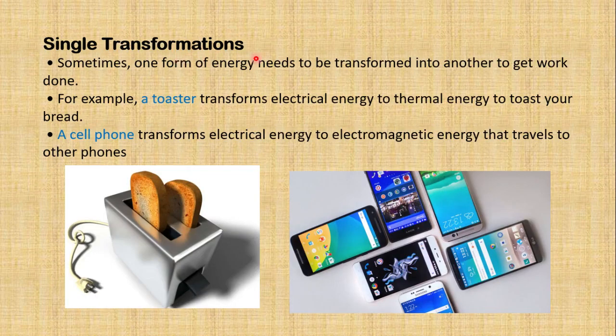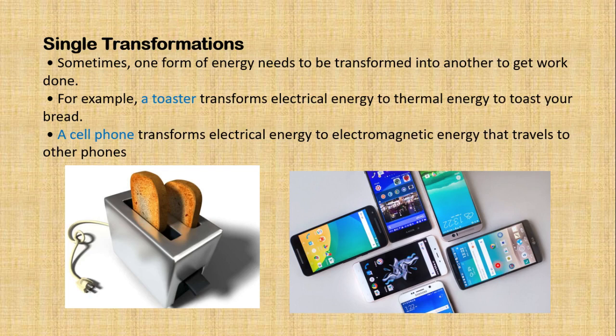Now we'll see single transformation examples. Sometimes one form of energy needs to be transformed into another to get work done. For example, a toaster transforms electrical energy into thermal energy, or heat energy. This heat energy toasts the bread. So what energy transformation takes place? Electrical energy converts into thermal energy only. So this is a single transformation.